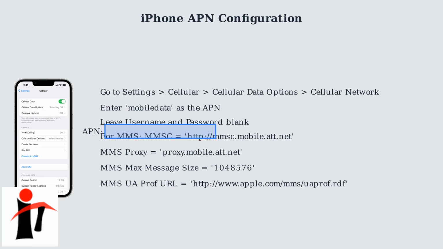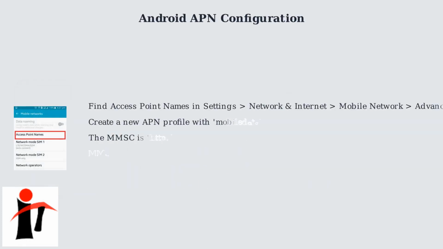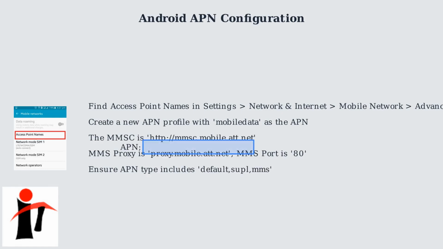For MMS, the MMSC is h2mms.mobile.net, MMS proxy is proxy.mobile.net, MMS max message size is 1048576, and MMS UA Prof URL is ashriftapple.com/msuaprofrdf. On Android, find access point names in Settings, Network and Internet, Mobile Network, Advanced.